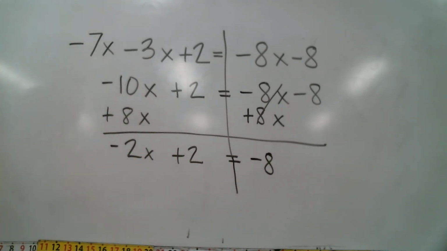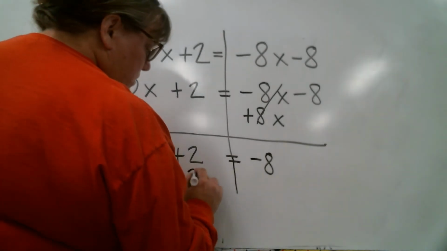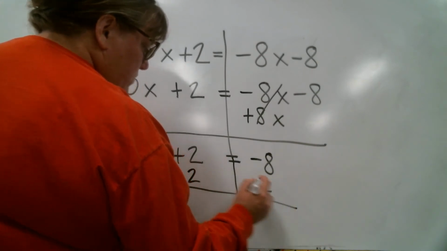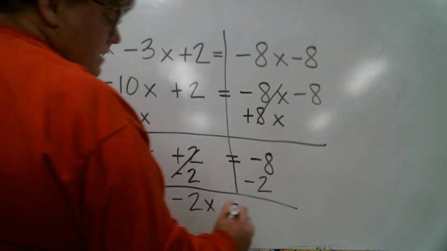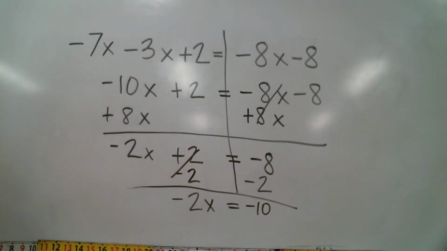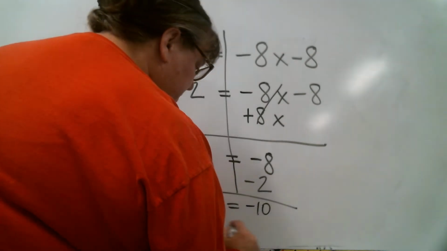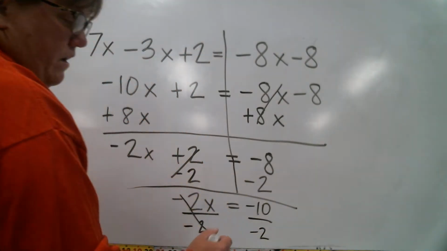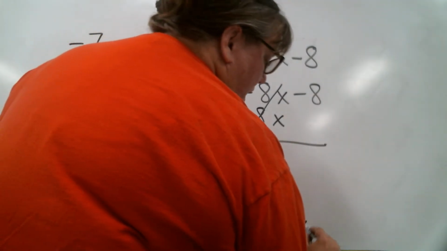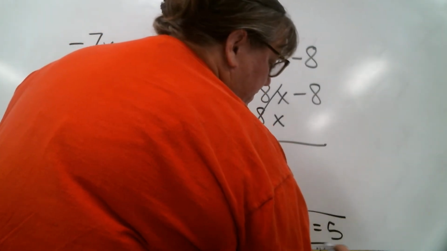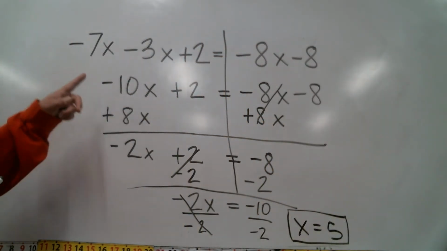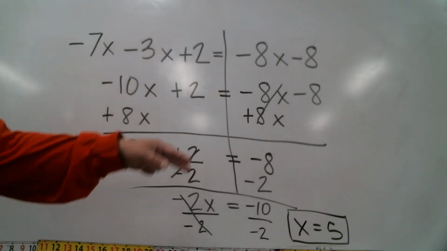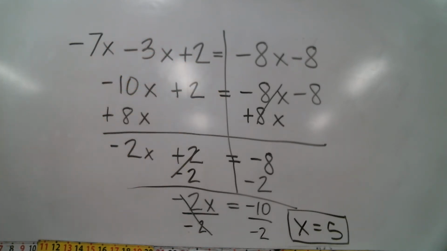Remember, I'm trying to get this x by itself, so I'm going to take off this positive 2, subtract 2 from both sides. So I've got negative 2x equals negative 10. And then the very last thing that I have to do is divide by negative 2. Negative 10 divided by negative 2 is positive 5. Okay, so we first combined up the like terms that were on the same side together, and then we moved a variable from one side to the other side. Okay, you've got to look for those things before you can solve.